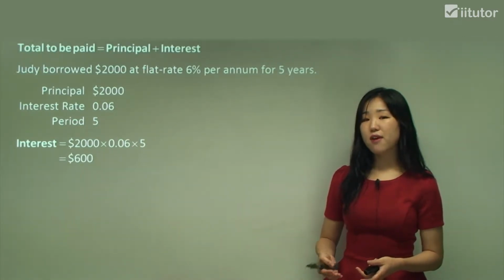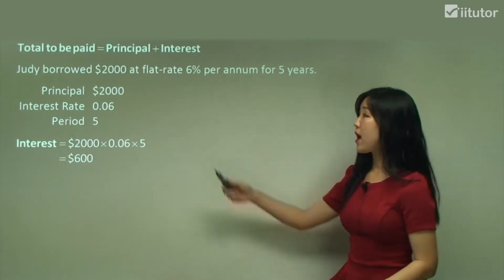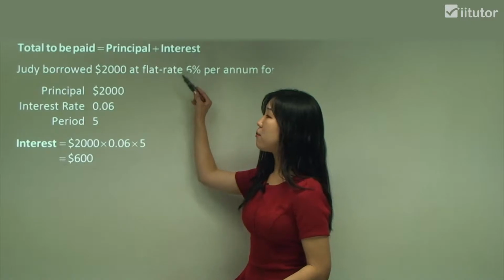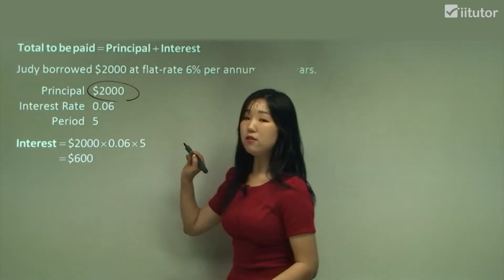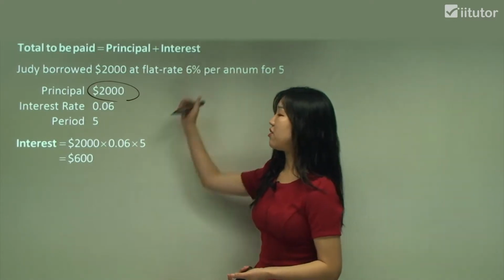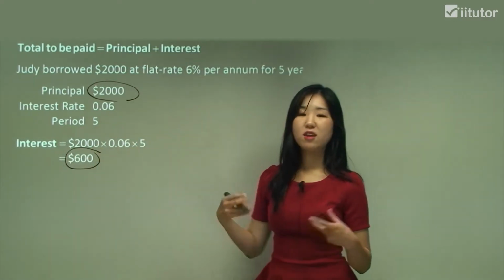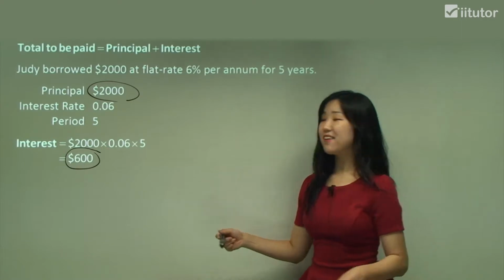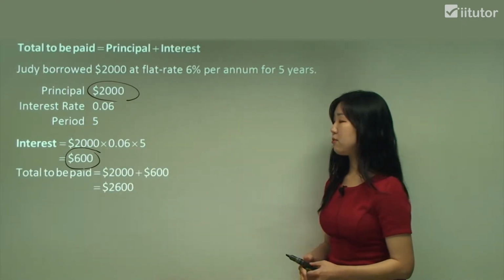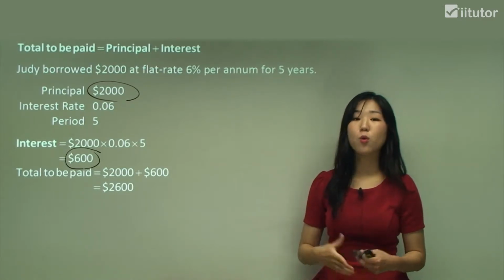But if we're asked to find the total to be repaid, we have to use our formula here. Total is the principal value that you borrow, which is our $2,000. That's how much we borrowed initially. And now the bank's also going to be charging us interest because they're not going to lend us money for free. So we have to add those two up. So that's the total to be repaid, which simply becomes $2,600 altogether.